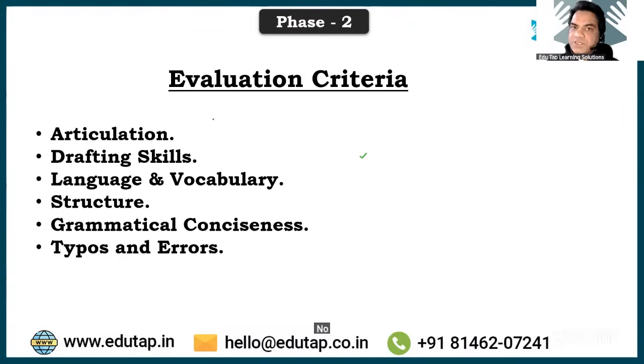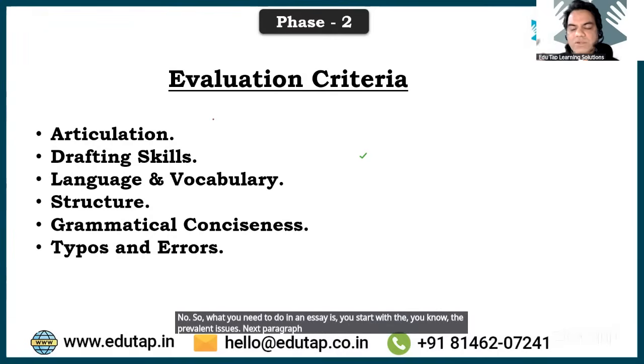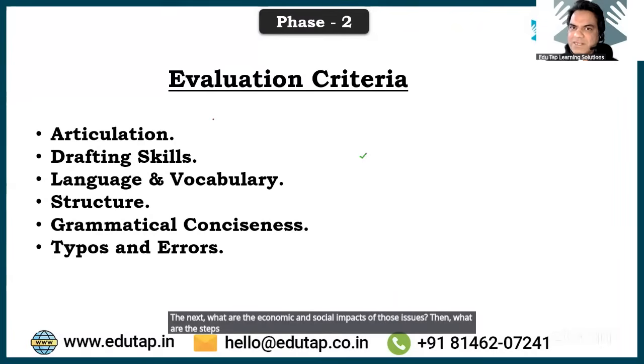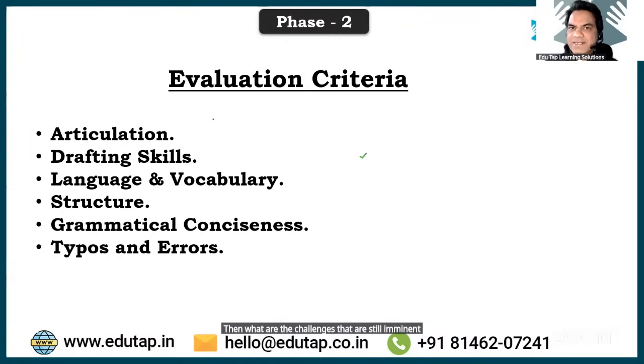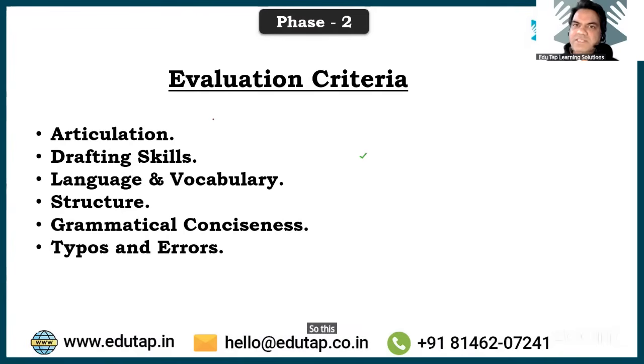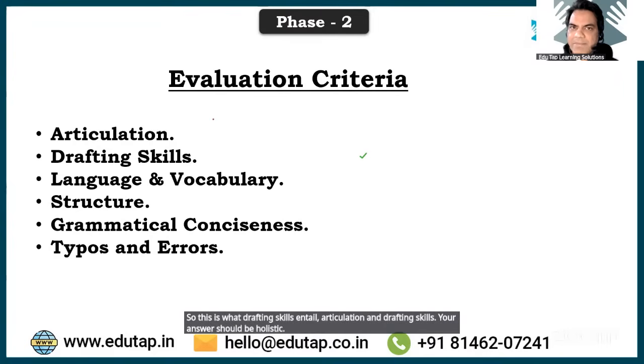No. So what you need to do in an essay is you start with the prevalent issues. Next paragraph, you discuss all the key issues, key problems, and key challenges in the areas. Then next, what are the economic and social impacts of those issues? Then what are the steps and measures taken by the government regarding all those issues? Then what are the challenges that are still imminent in our society? What could be the viable solutions to those challenges? And then you conclude your essay by giving a way forward, what should be done and what should not be done. So this is what makes your essay holistic and complete. So this is what drafting skills entail: articulation and drafting skills. Your answer should be holistic, well researched, well prepared, backed up by thesis.